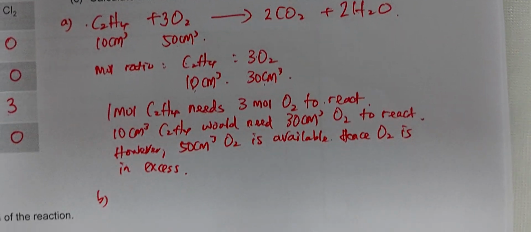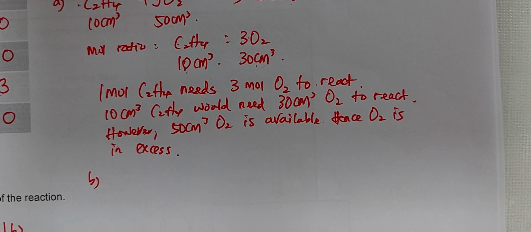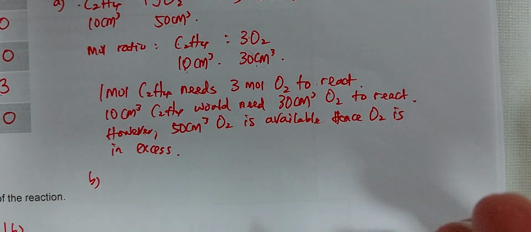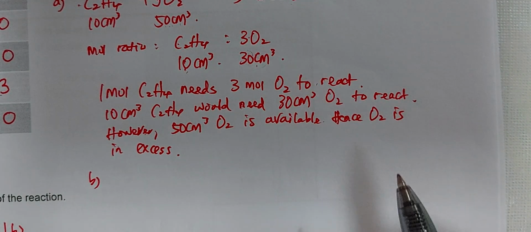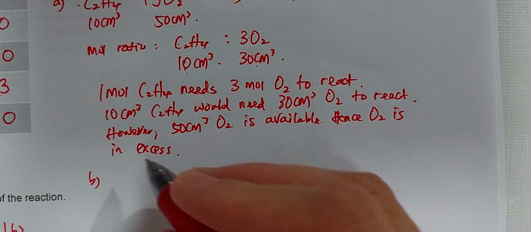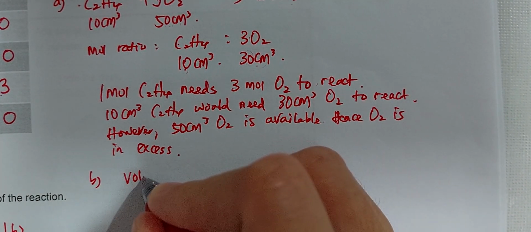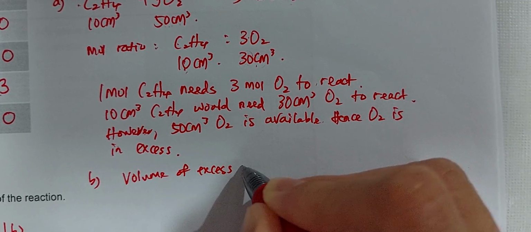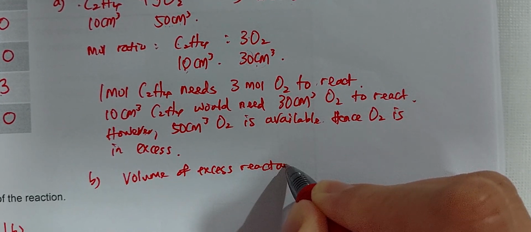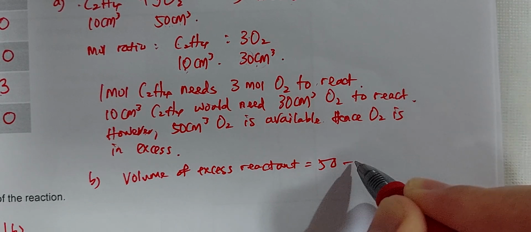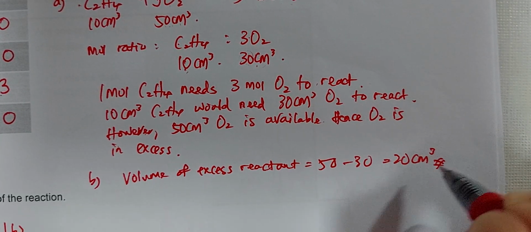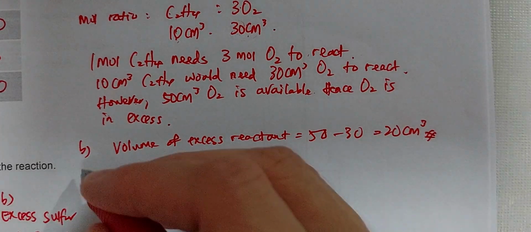Okay, let's look at B. Calculate the volume of excess reactant at the end of the reaction. Excess reactant, because what is needed is 30 cm3, you have 50 cm3. So the volume of excess reactant is just 50 minus 30, that will be 20 cm3, right?